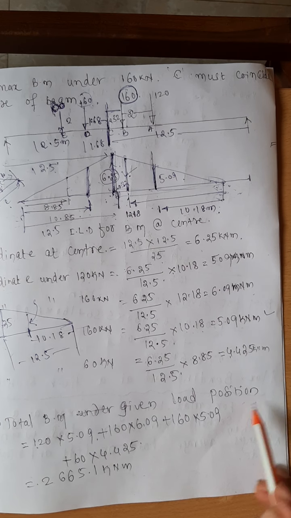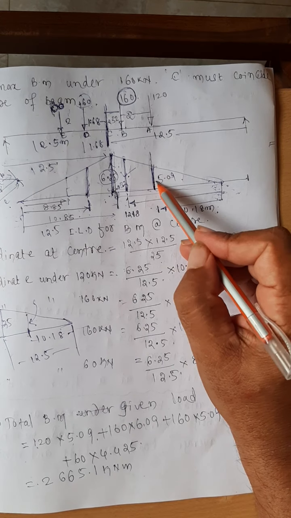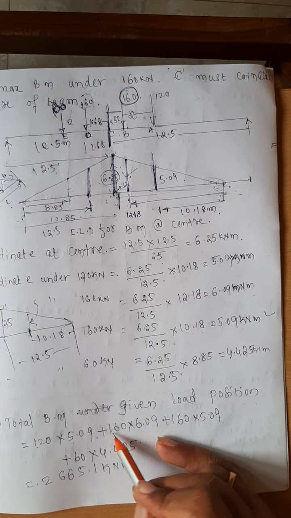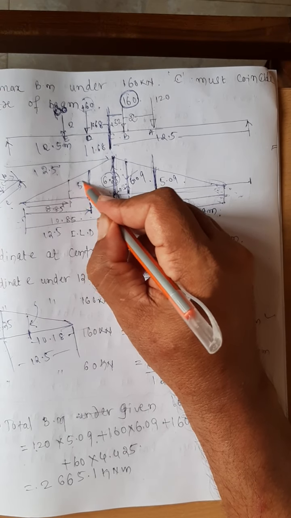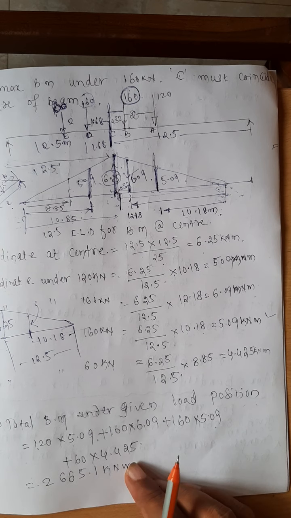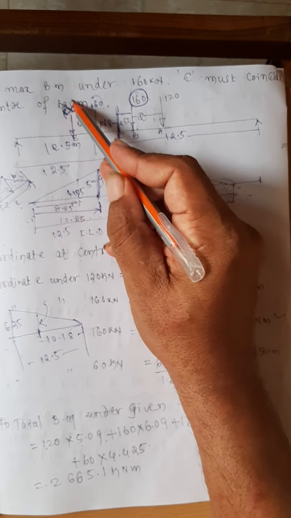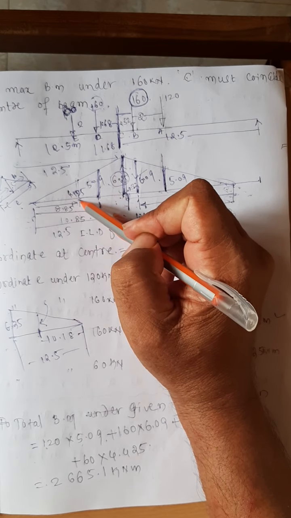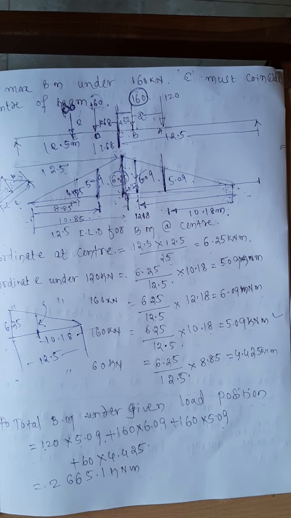for the given load positions is equal to 120 into this number 5.29, like that 160 into this number 6.09, and again 160 into 5.09, that all you have calculated here, and finally 60 into 4.425. The load multiplied by this ordinate will give you the bending moment at this particular location. This all we have studied in the earlier class of influence line diagrams. That application we are doing here.